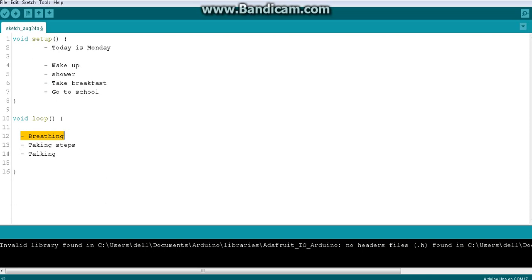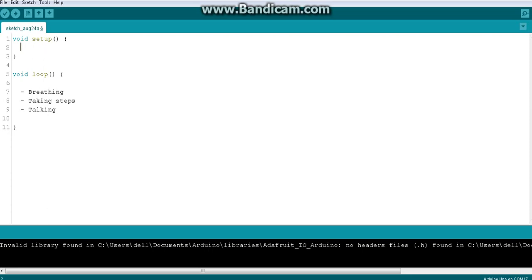Okay, so let's take a more technical example, and I will explain what we are doing. Let's say we are going to read temperature from a sensor, and we are going to display the temperature value. Good. So for example, let's say you are connecting a sensor.